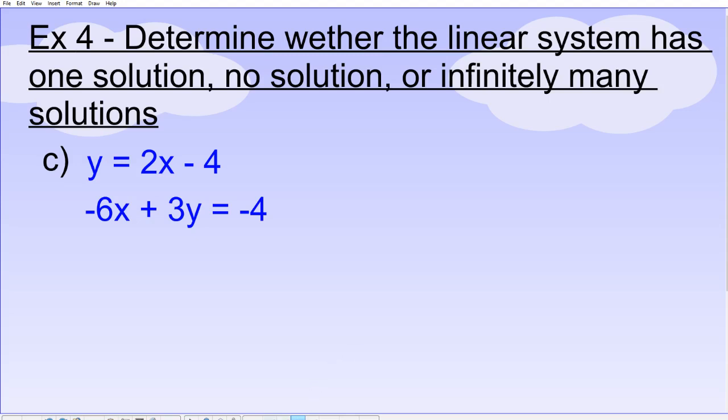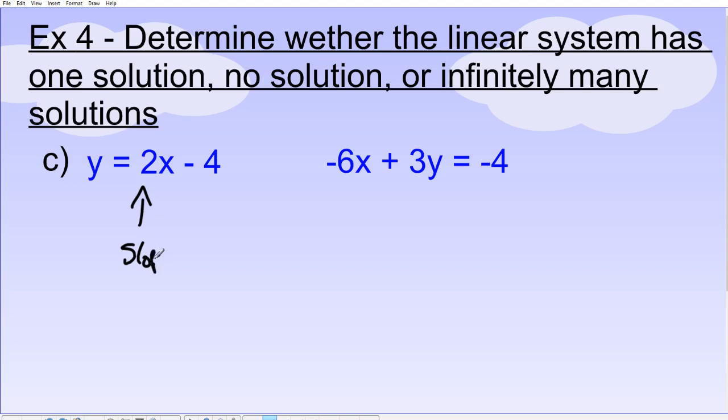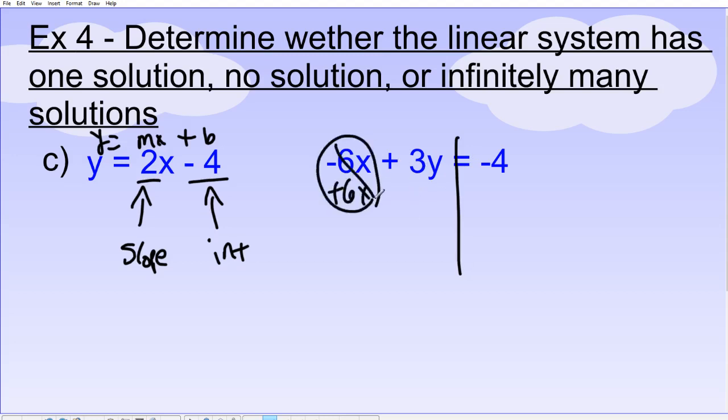Okay, let's see what we got here. First one is already solved. This is our slope. This is our intercept. I can tell because it's in slope-intercept form. So my slope is 2, my intercept is -4. This guy we're going to solve. So I'm going to start by adding 6x because I'm getting rid of the add and subtract before the multiply and divide. So 3y is equal to 6x minus 4. You cannot combine them together because they're not like terms, so you just keep them both separate.